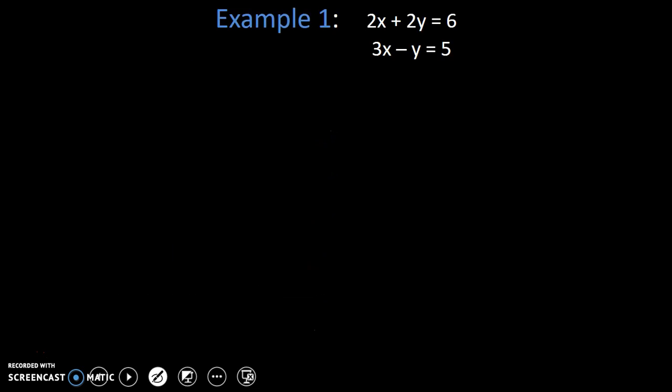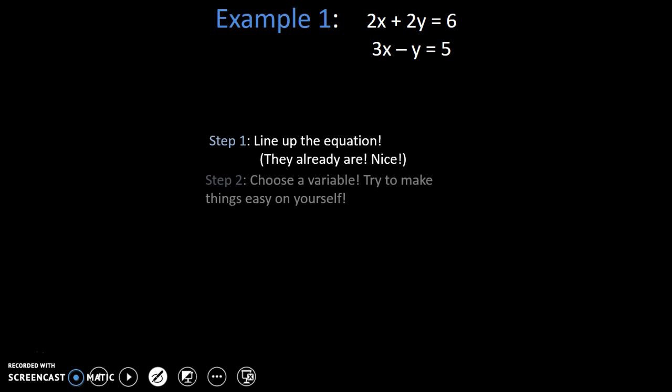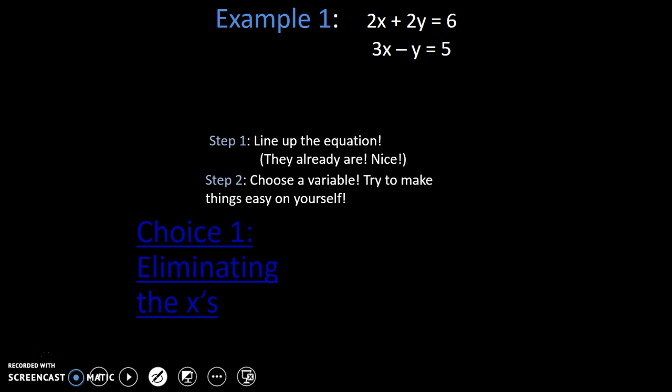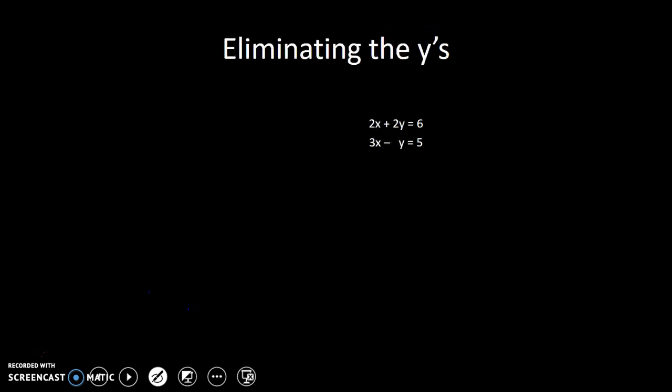So example one, we have 2x plus 2y equals 6 and 3x minus y equals 5. So step one, line up the equations, which they already are, which is awesome. Step two, we're going to choose a variable, trying to make things easy on yourself. So if you have a way to multiply one of them by just one number and get two numbers that have the same coefficient, then we're good. So choice one, we can eliminate the x's, or choice two, we can eliminate the y's.